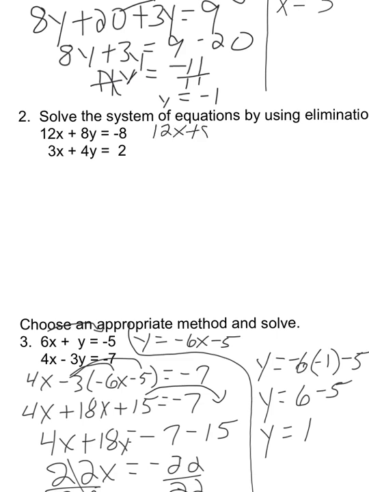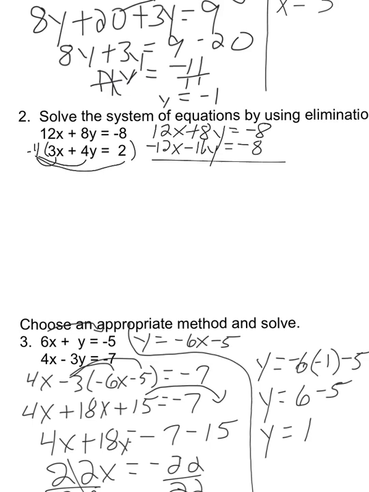12x plus 8y equals negative 8. Now the bottom one, I need it to be a negative 12x. So I'm going to multiply everything on the bottom by negative 4. Negative 4 times 3x would be negative 12x. Negative 4 times 4 is negative 16y. Negative 4 times 2 is negative 8.